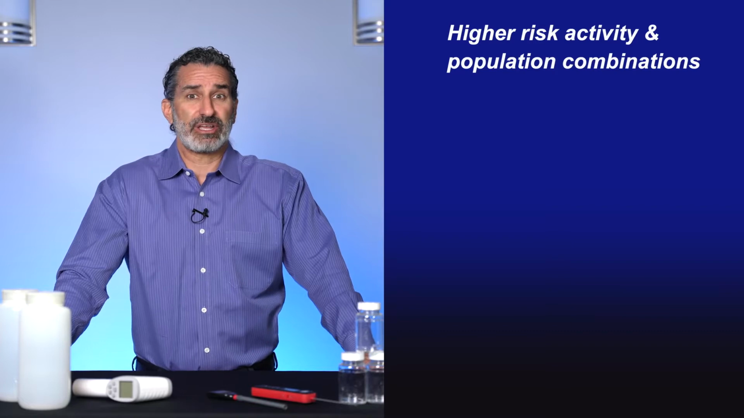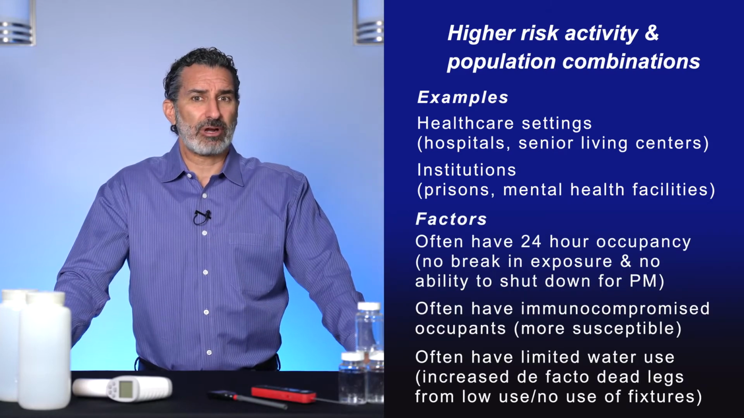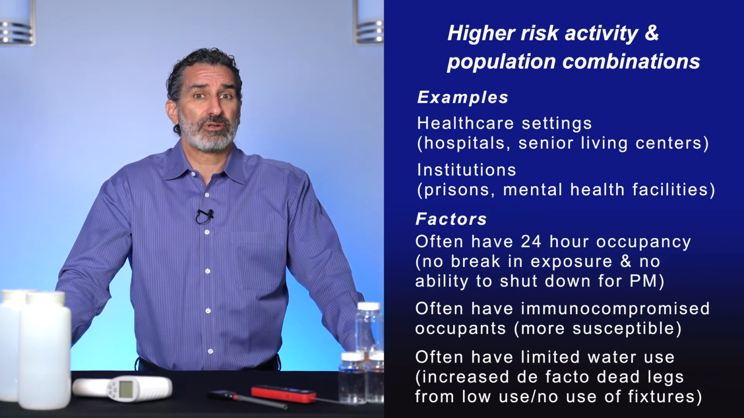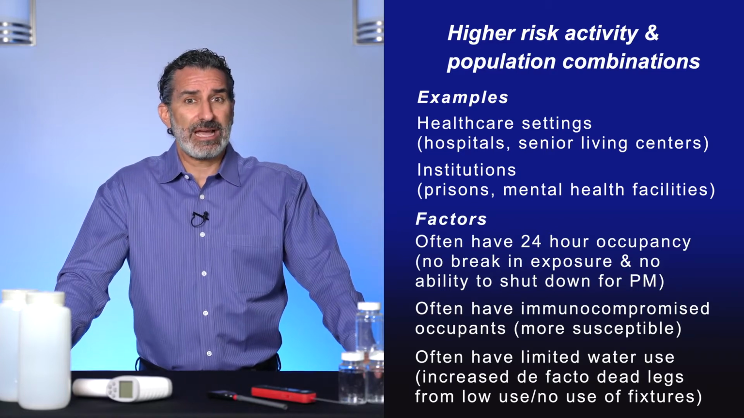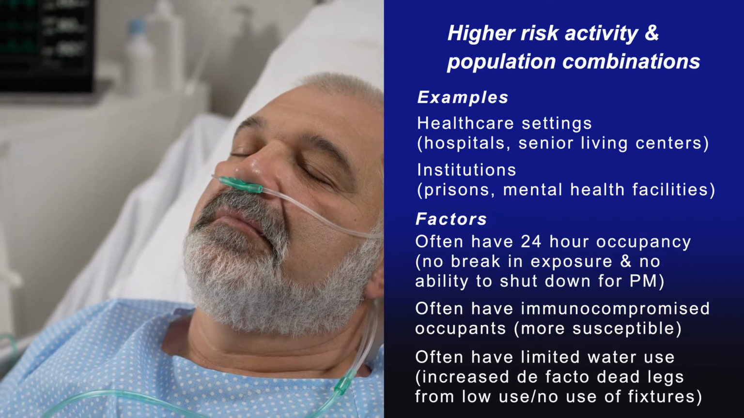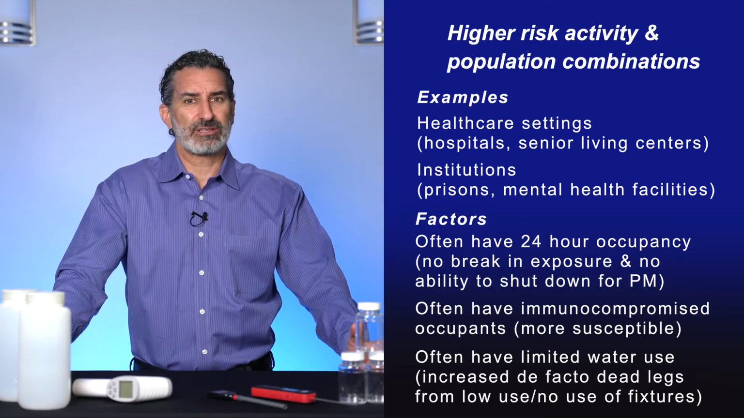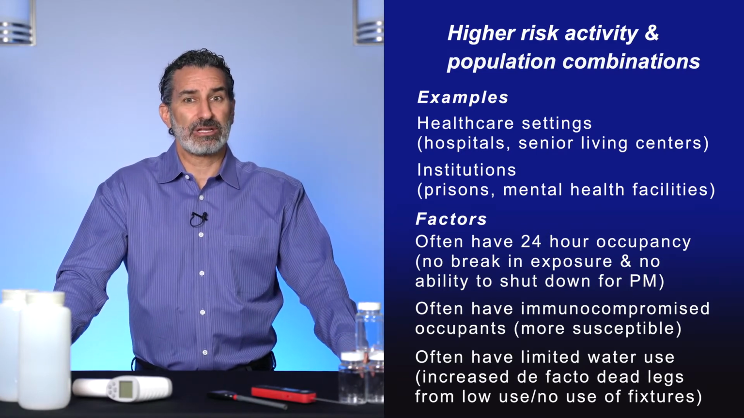There are also high-risk activity and population combinations that you need to consider. Healthcare settings such as hospitals or senior living centers, institutions such as prisons or mental health facilities often have 24-hour occupancy, so there's no break in exposure for the residents. They often house immunocompromised occupants who are more susceptible to contracting Legionnaires' disease. These types of facilities also often have limited water use, which increases the propensity for there to be Legionella colonization in the water system.